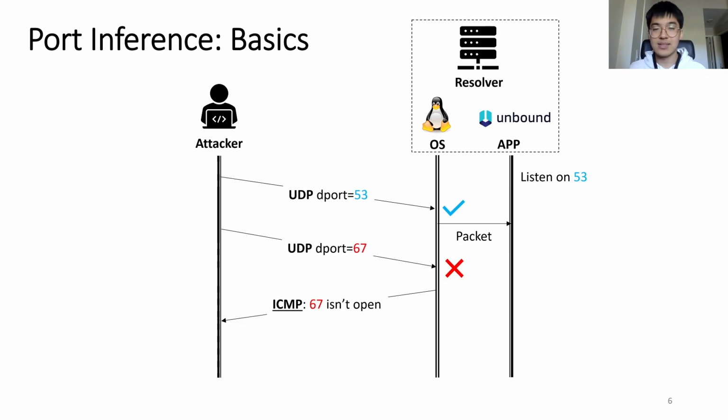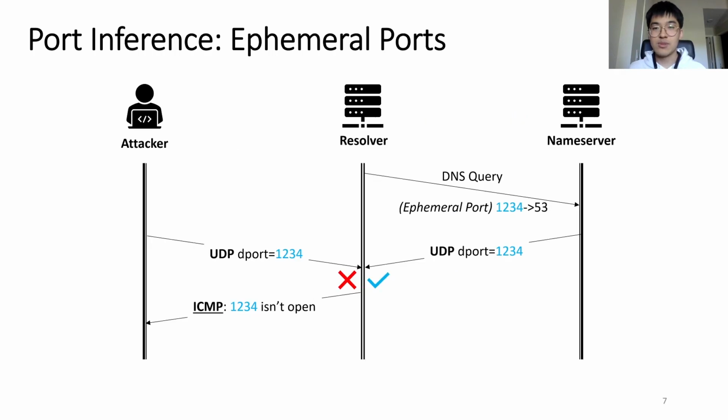Or if you receive an ICMP reply, then unfortunately that port is closed, as the operating system senses that no application is listening on that port. Ephemeral ports in UDP are like client ports on TCP, and they are usually only open to a specific remote host. Therefore, the direct port scan won't work in discovering ephemeral ports. In this figure, we can see even if the attacker's probing UDP hits the correct port number 1234, he still gets an ICMP back, because that port is an ephemeral port, so it's open only to the name server and not open to the attacker.